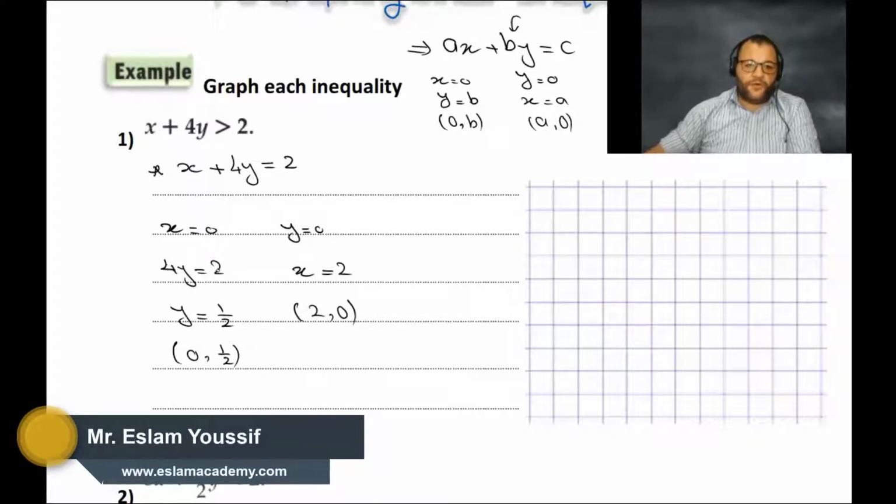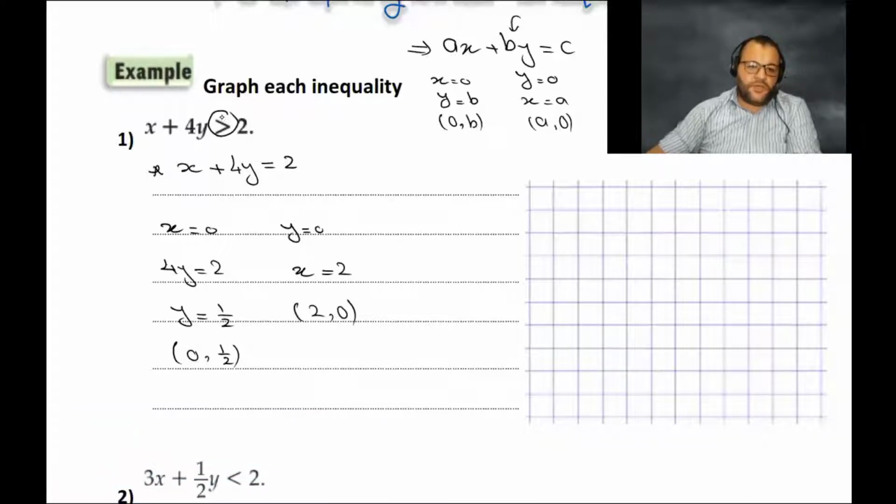Okay. Now look at the sign of the inequality. The sign of the inequality is greater than and y is positive. The main point is that y is positive. If y is positive and the sign is greater than, it means you will shade above the line. If the line is vertical, you will shade the part at the right.